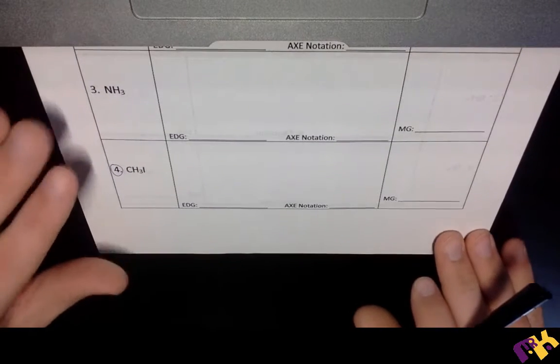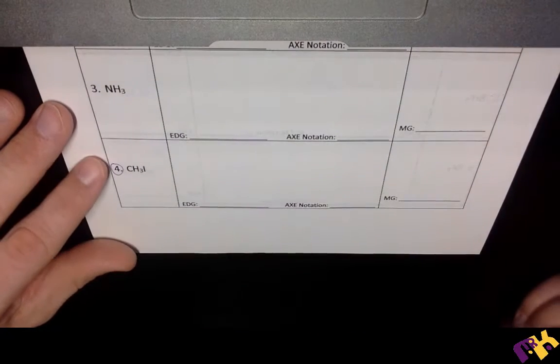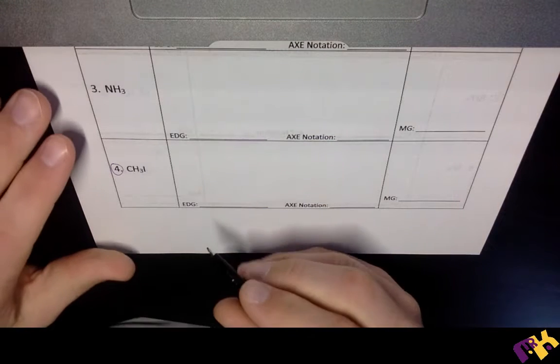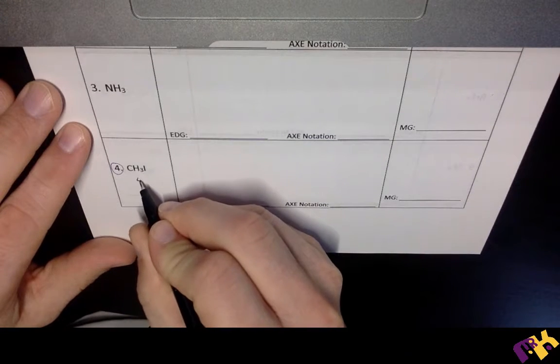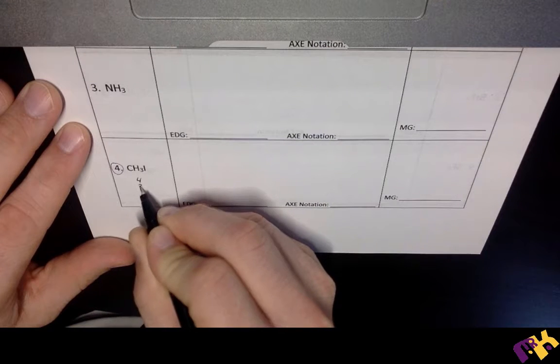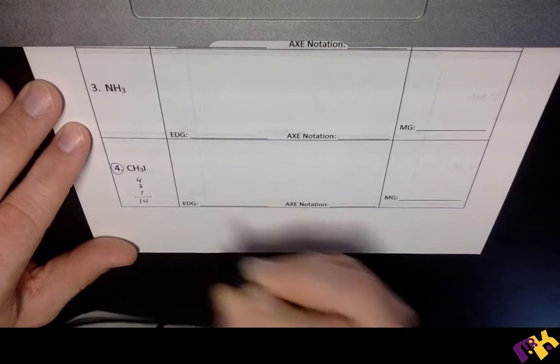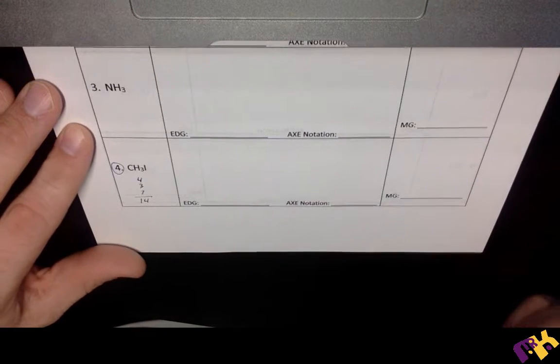All right, so the first one I want to do together would be CH3I. We should first tally up the valence electrons, right? We're going to get 4 from carbon, 3 total from the hydrogens, and 7 from iodine. We add those up, and that's a total of 14 valence electrons.